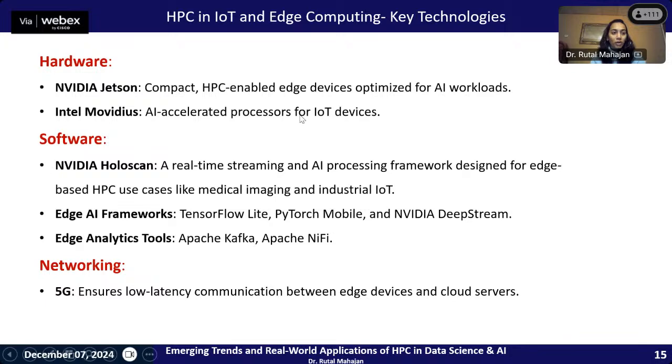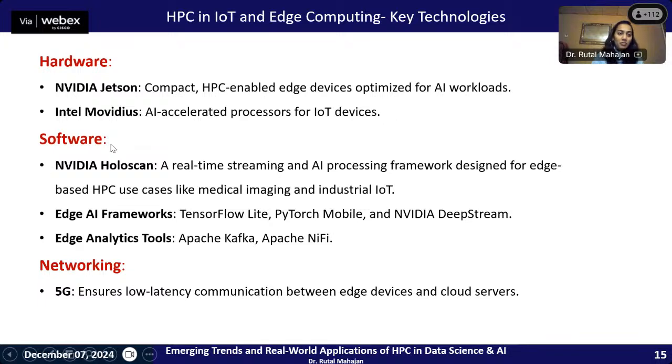Now let's see what the key technologies used in HPC in IoT and edge computing are. For hardware, this is just an example of what kind of hardware we can use with HPC in IoT and edge computing. We can use NVIDIA's Jetson, which is a compact HPC-enabled edge device optimized for AI workloads, and Intel's Movidius, which is an AI-accelerated processor for IoT devices.